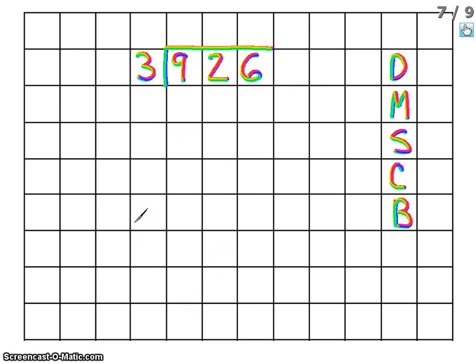Now we're going to look at one more problem, 926 divided by 3, and this is going to be a problem that has a 0 in the quotient, and we can take a look at what we're supposed to do whenever we have that type of problem. On the right hand side of my screen, once again, I have DMSCB, which reminds me of my steps: divide, multiply, subtract, check, bring down, or once again, does McDonald's sell cheeseburgers. So the first thing I'm going to do is look at 3 into 9.